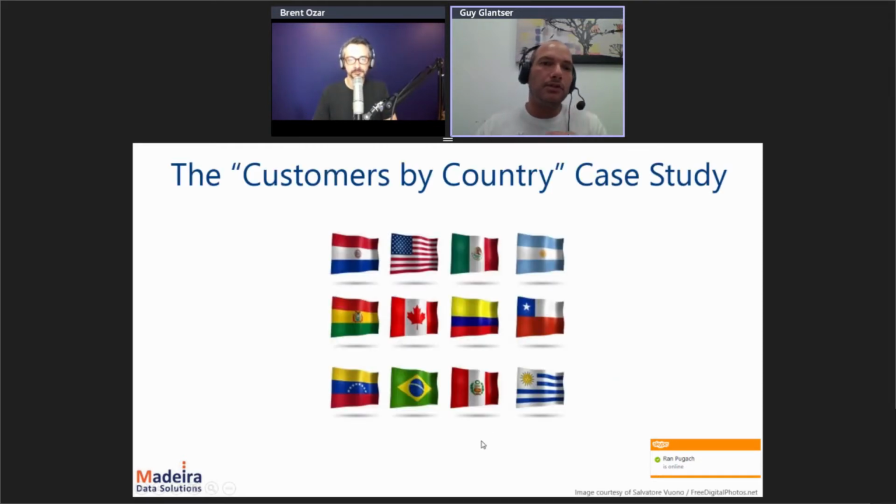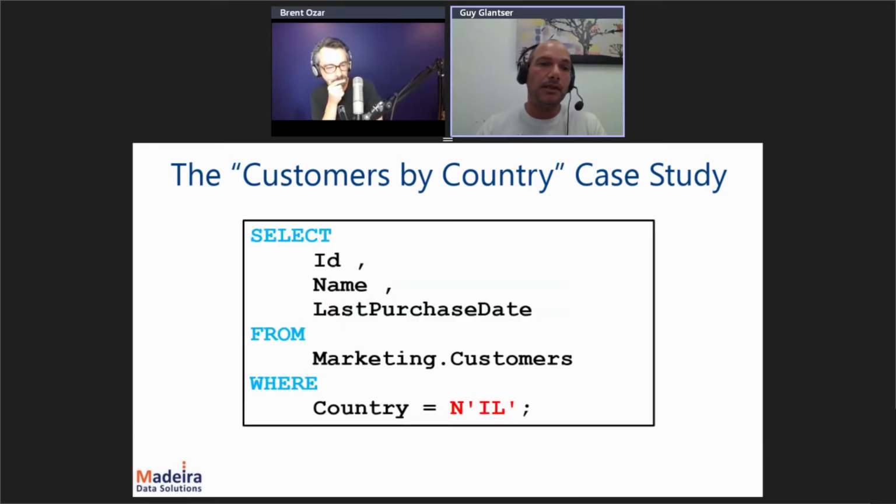And for the sake of this session, I'm going to use a case study called customers by country, a very simple case study. This is how it looks. I have a customers table. I have a country column with 2 characters for the country. And I'm going to select all the customers from a specific country.